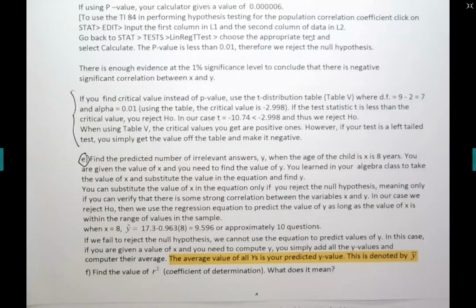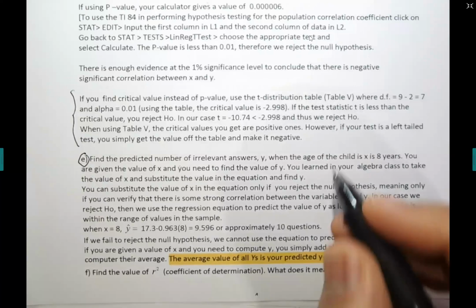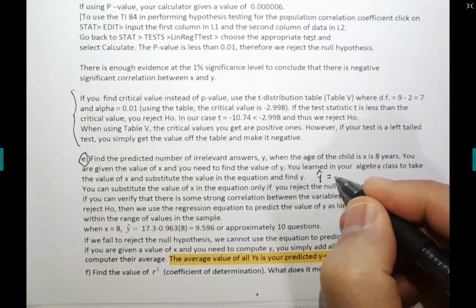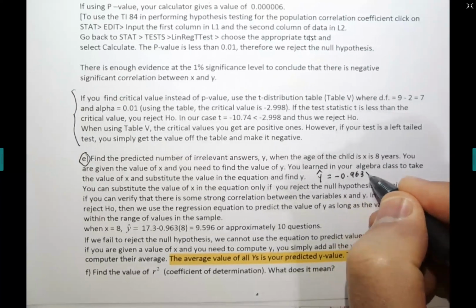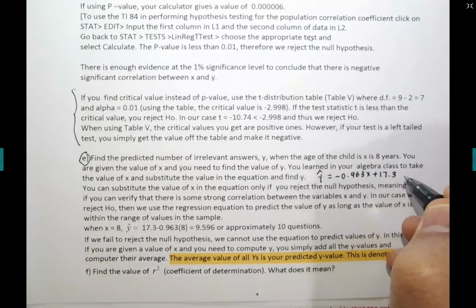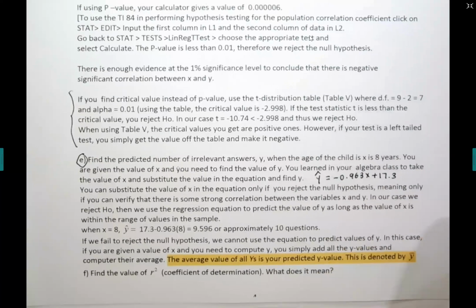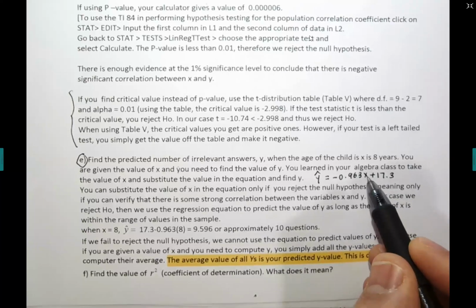find the predicted number of irrelevant answers Y when the age of the child is 8 years. We already have an equation, guys, which is Y hat equals negative 0.963x plus 17.3, which we got in the previous part, correct? Okay. He's telling me, find the predicted number of irrelevant answers Y when the age of the child is 8. And I think we touched on that last time. Some of you told me that we will replace x with 8, and I agree.